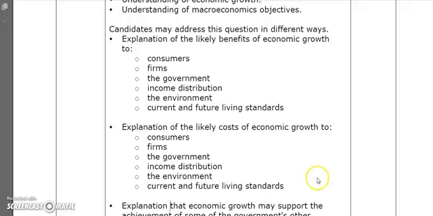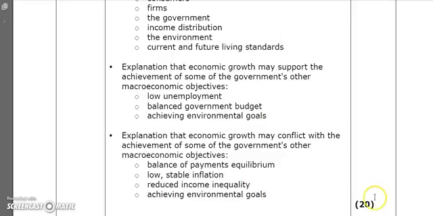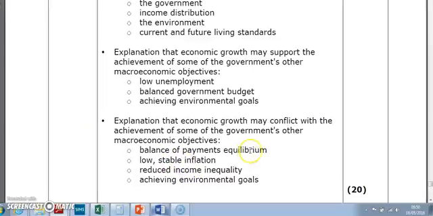So there's various points that you could bring out for this answer. And as you see here, they want to see that you're saying how there's a conflict between these different objectives. We've already spoken about income inequality, the environment, and low and stable inflation as well. So just quickly mention the balance of payments.